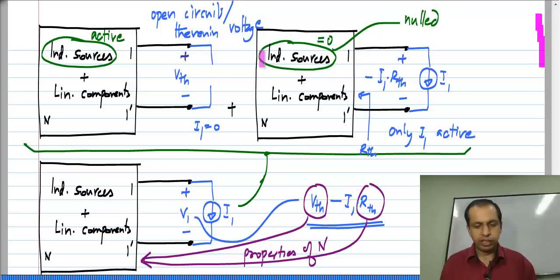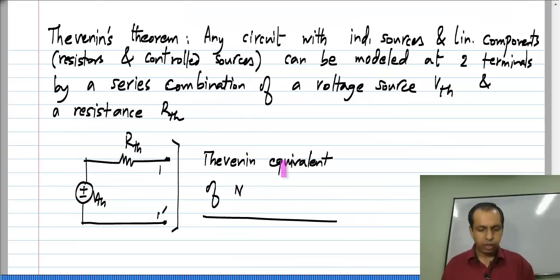And this is how you measure the resistance. You deactivate all the independent sources. You will be left with only linear components, that is resistors and control sources. Then, looking back into the circuit between terminals 1 and 1 prime, you determine the resistance Rth. Okay. So, these two together will give you the equivalent of N. Okay. So, clearly you can see that this is a much simpler model than the original circuit, which could have hundreds or thousands or any number of components. Okay. So, that is the reason it is used so widely.